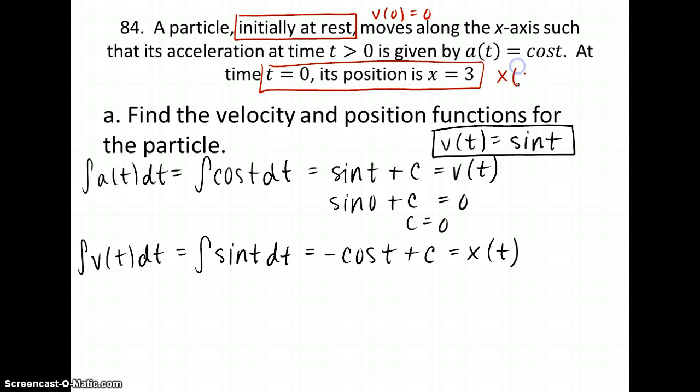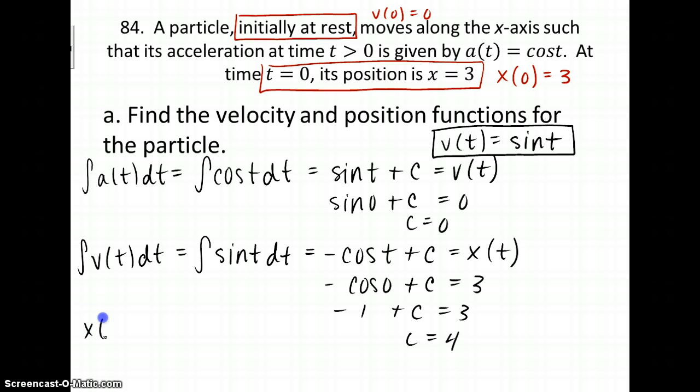So at time 0, the position of the particle is 3, so using that condition to solve for c: negative cosine of 0 plus c equals 3, negative 1 plus c equals 3, c is equal to 4. So to put it all together, the position function is negative cosine of t plus 4.